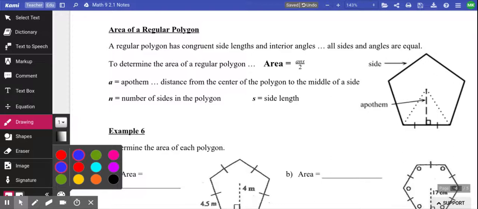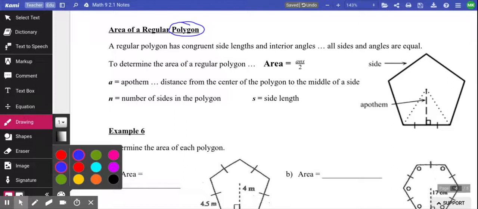Area of a regular polygon. This is where it's going to get a little bit weird because a regular polygon covers a lot of things. Polygon just means a shape with a lot of sides, right? More than 4. So it could be 5, 6, 7, 8, 9, 10. It could be whatever you really want. A polygon just has many sides. That's what it stands for.